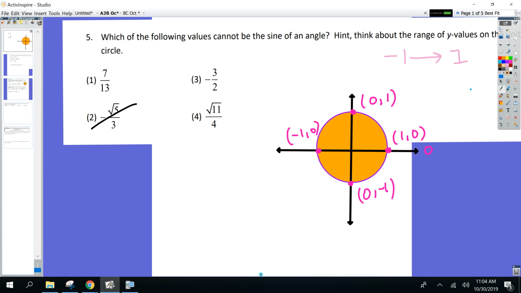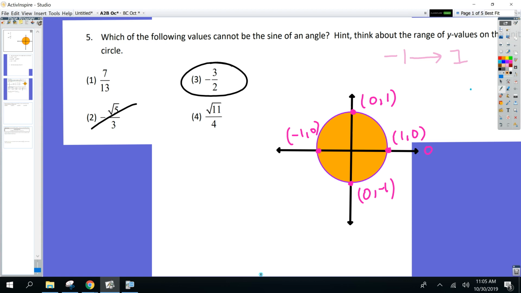Did you find one that fell outside -1 or +1? If you do -3 over 2 in your calculator, what does it give you? Which is less than -1, right? Okay. So I'm doing this just to keep in mind that sine values can only go from -1 to 1. And while we're on the topic, what about cosine values?